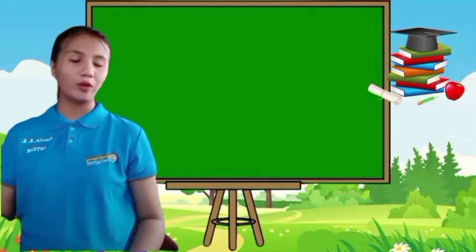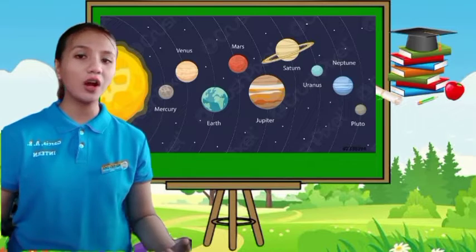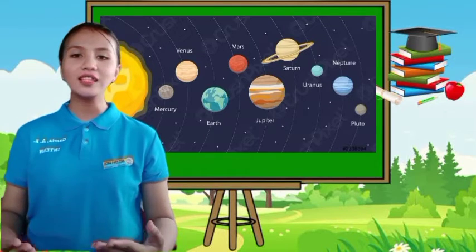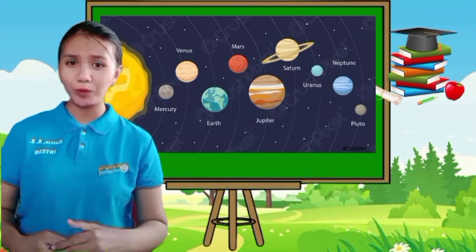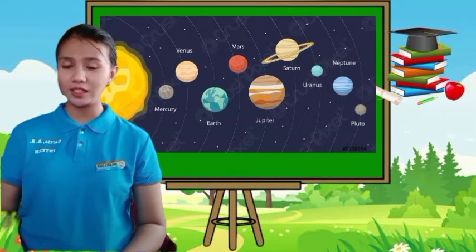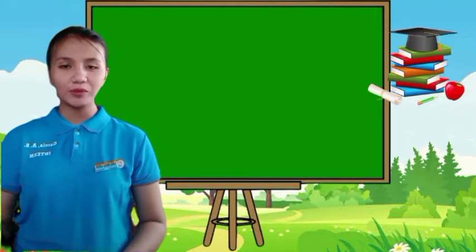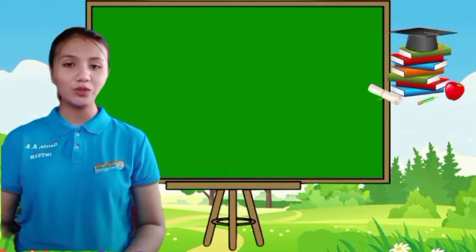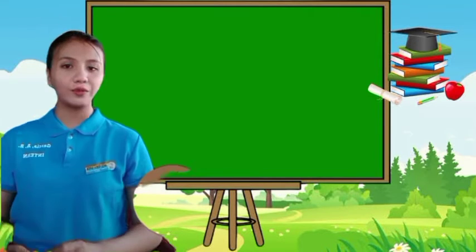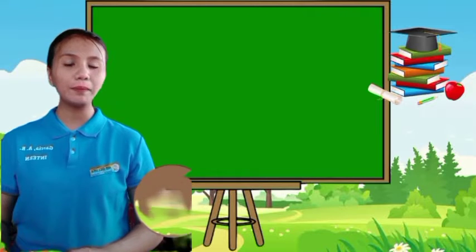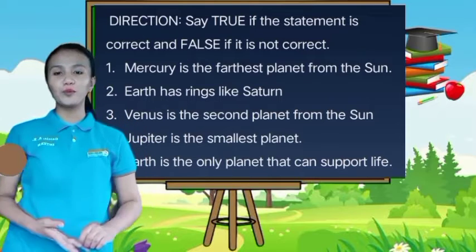Class, what did you observe on the picture? Very good. The picture shows all the planets in the solar system and it is arranged in the right order. Do you think that it is important to know the proper arrangement of the planets in the solar system and also their characteristics? Yes, very good. Before we proceed to our lesson proper, I would like you to answer this question. Everyone, kindly read the direction. So ready to answer? I will give you 5 minutes to do that. Okay? Pencils up. That's answer number 1.